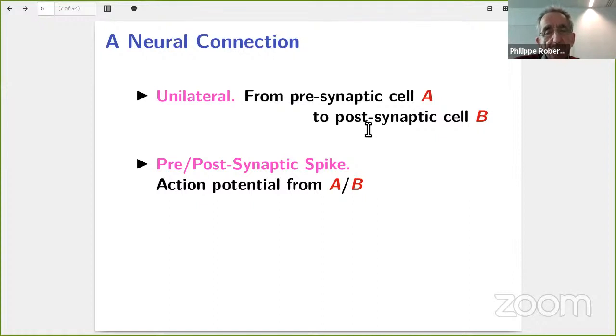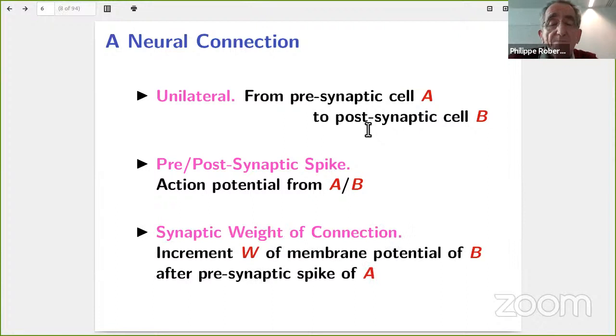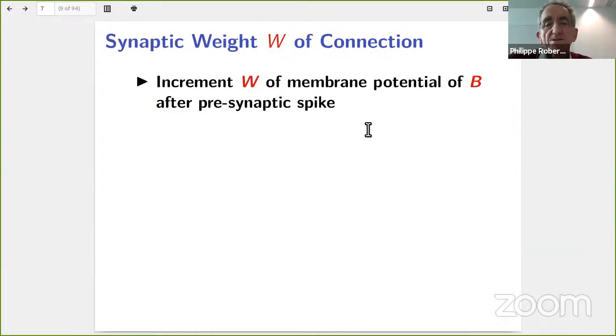Okay, and the synaptic weight, in fact, is the increment. So when the presynaptic cell sends an input to the postsynaptic cell, in this interaction, it increases the membrane potential of the postsynaptic cell by some value W. This is the synaptic weight of the connection. So the larger W is, the stronger is the increment due to a presynaptic spike. Okay. And this is our main quantity of interest here.